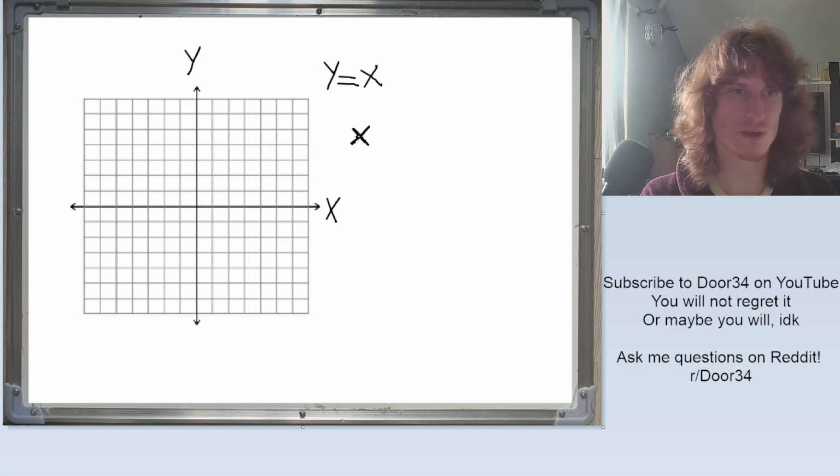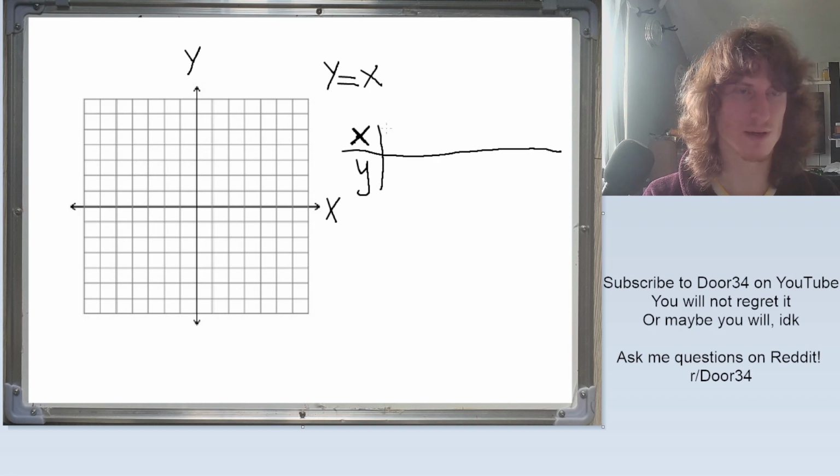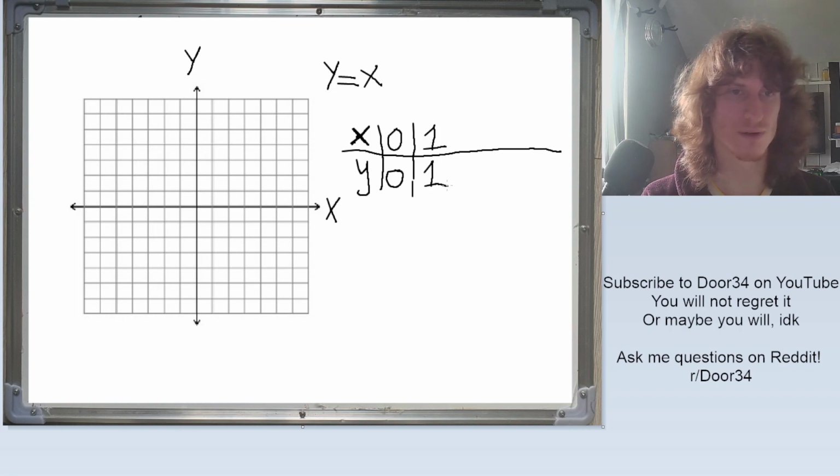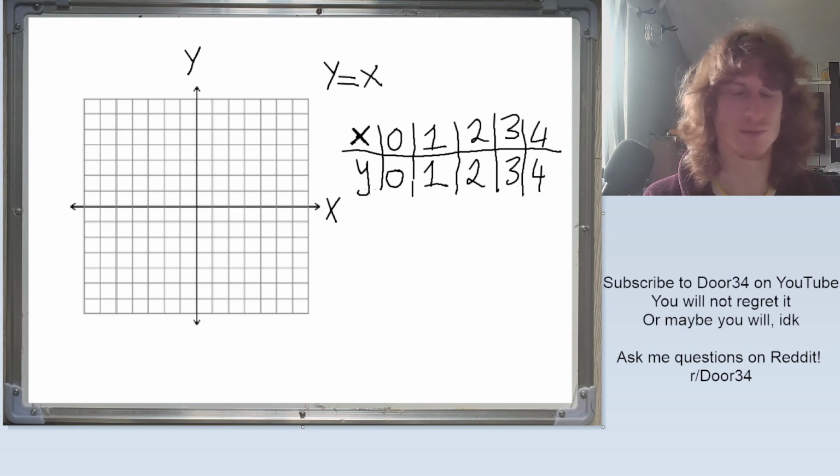So what I'm going to do is make a table. Here's x and here's y. If I plug in x equals 0, what value does this equation tell me that y is? Well, y had better also be 0. And if x equals 1, then y had better be equal to 1. y is always equal to x, that's just what this is saying. So we get 2, 2, 3, 3, 4, 4, and so on. This is just the range I'm going to use.